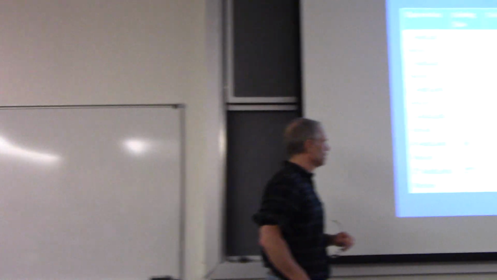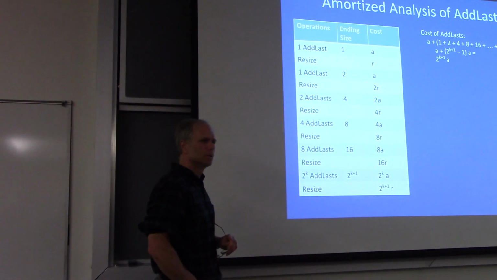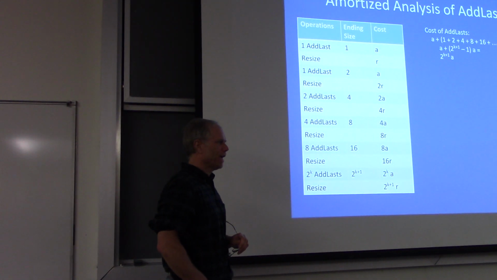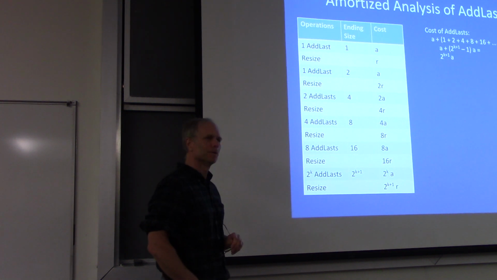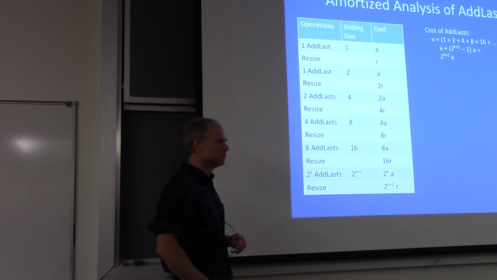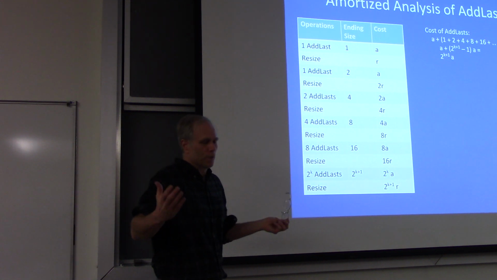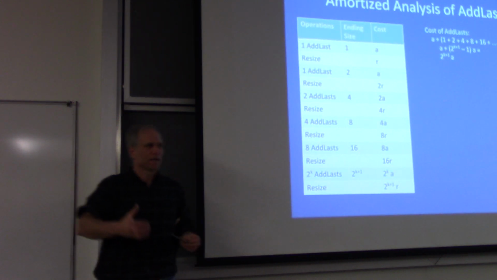And let's see, I do a little simplification. Basically end up with 2 to the k plus 1 times a. But why is that not a surprise? That the cost of the a's was 2 to the k plus 1 times a. We really didn't need the table to figure that out. It's a number of elements, and each one paid a price of a to get into the array list.